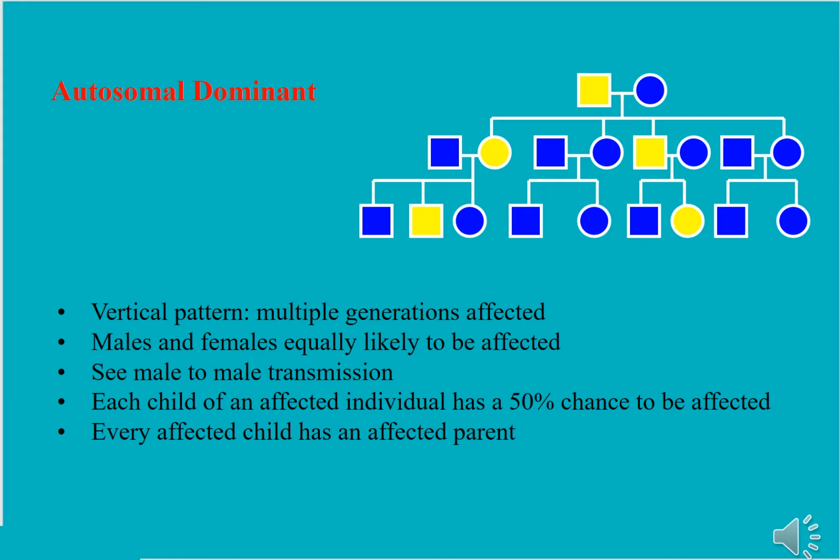This pedigree illustrates the transmission of an autosomal dominant trait. And as we said, dominant conditions are expressed in individuals who have just one copy of the mutant allele. Now, what are the characteristics of autosomal dominant inheritance? First, vertical pattern, that is, multiple generations are affected. So the disease is shown in multiple generations.